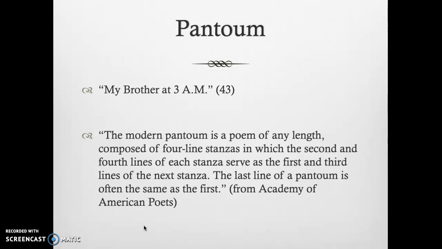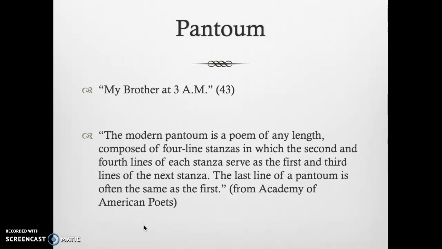I'm going to go through 3 example form poems. The first is a Pantoum, and an example is on page 43 of When My Brother Was an Aztec. It's called My Brother at 3 a.m. Students tend to be drawn to this poem without knowing it's a Pantoum. And so the Pantoum is a poem of any length, so you can have as many stanzas as you want, but each stanza has to be 4 lines, and the second and fourth lines of the stanza serve as the first and third of the next stanza. And then the last line of the Pantoum is often the same as the very first line of the poem.